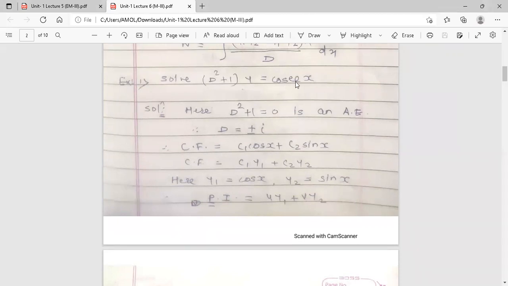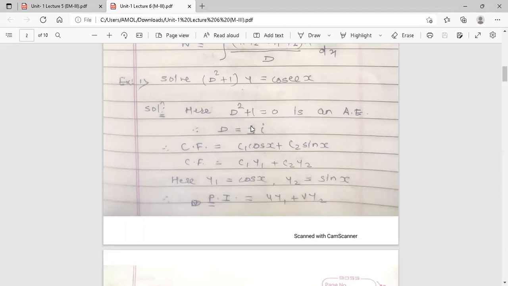So here the auxiliary equation is D square plus 1 is equal to 0. This is the auxiliary equation. And if we shift this plus 1 to the RHS, it will be D square is equal to minus 1. The square is a negative number, so here we introduce i, the imaginary number. You replace minus 1 by i square, and so the square root of D square is plus minus i, and so there are two roots, plus i and minus i.